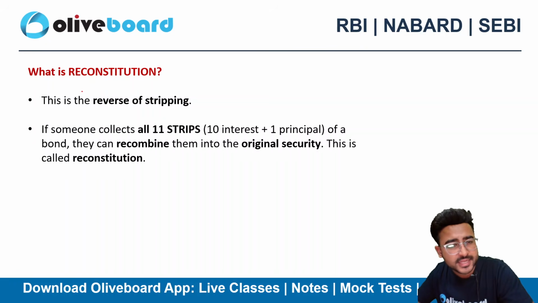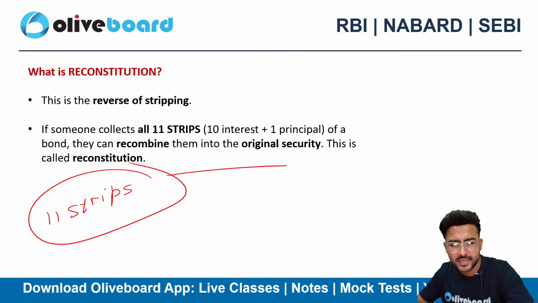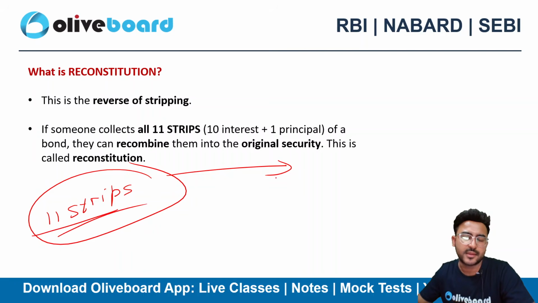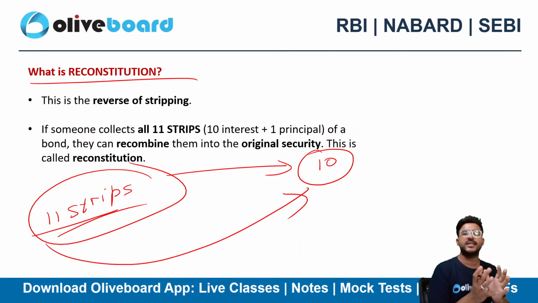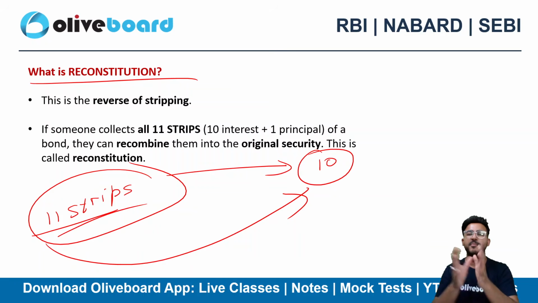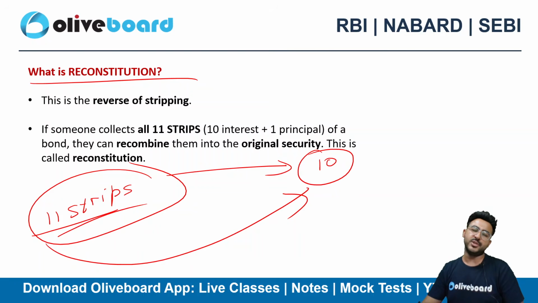Now what do you mean by reconstruction? Let's suppose these 11 strips are there. We have separated the bond. Now we are not in need of that particular strips, right? We want to consolidate the bond again into one particular bond of 10 years. So that is nothing but reconstruction process. Here we will be merging all the strips related to interest components and principal. We'll be merging all the strips and we'll be consolidating the bond again into one bond of 10-year maturity.